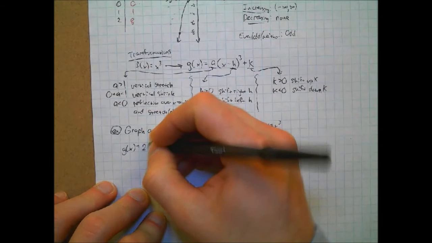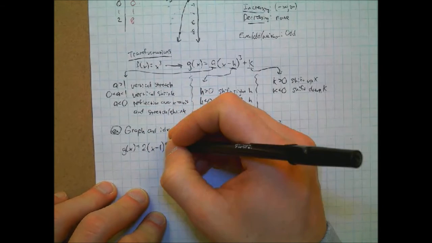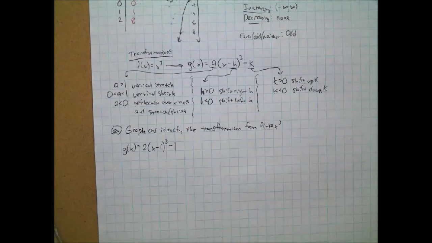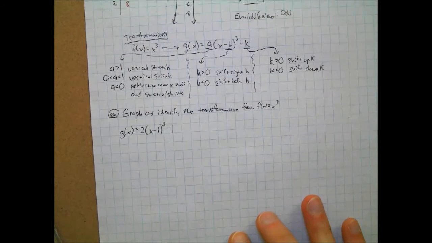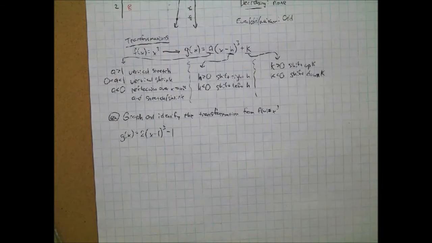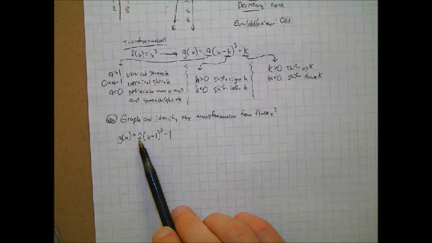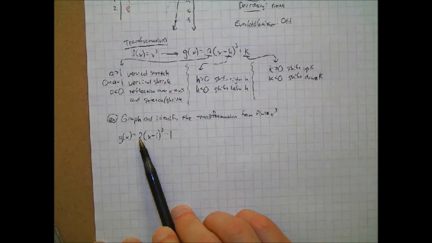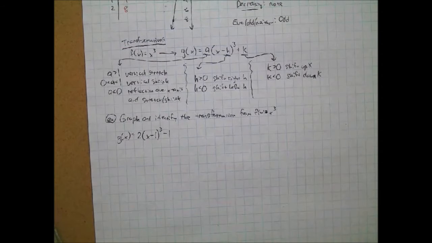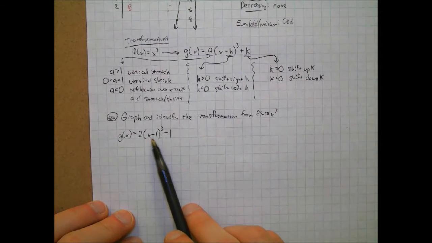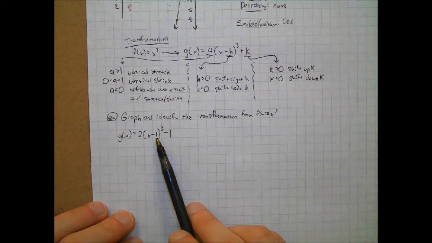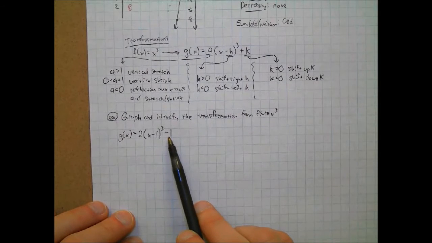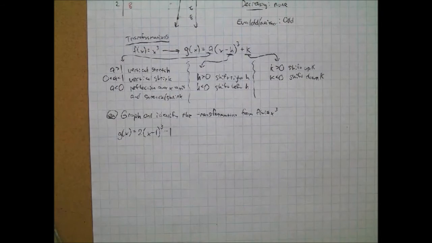2 parentheses x minus 1 cubed minus 1. All right. So what kind of transformations do we see here? That 2 in the front there, what will it do? Vertical stretch by a factor of 2. So in other words, it's going to basically double. Okay. What's the minus 1 going to do? Right 1, and the minus 1 at the end? Down 1. Okay, very good. Exactly right. Okay. So we're going to graph this then.